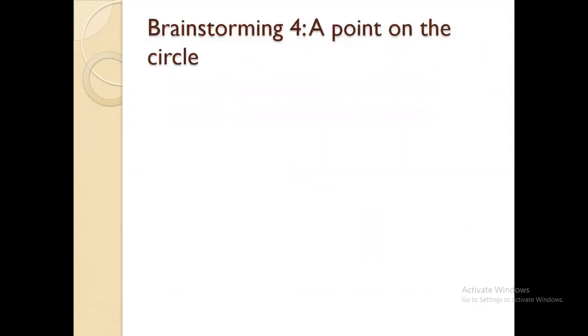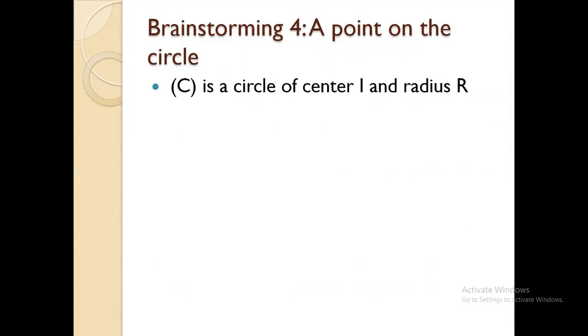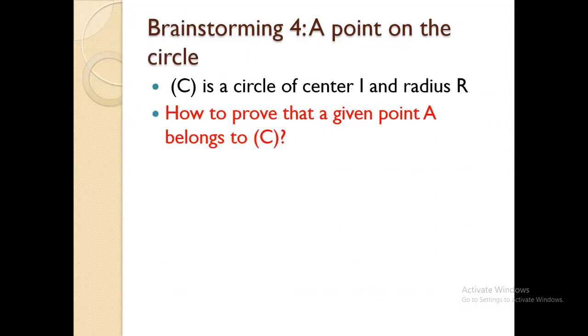How can we tell if a certain point A is on the circle? So let's say C is a circle with center I and radius R. How to prove that a given point A belongs to the circle C?